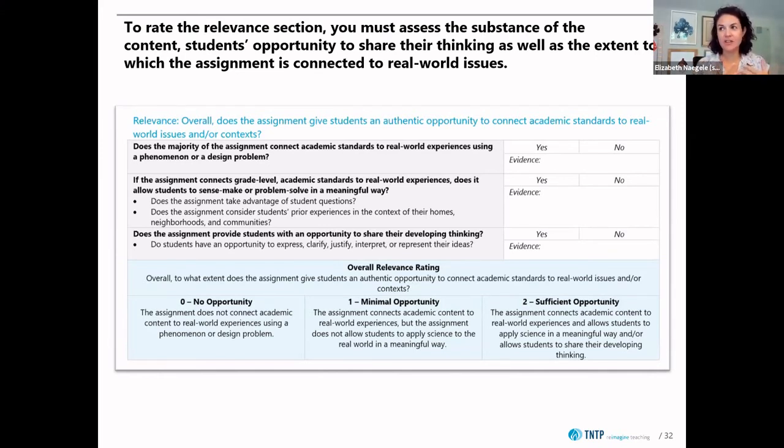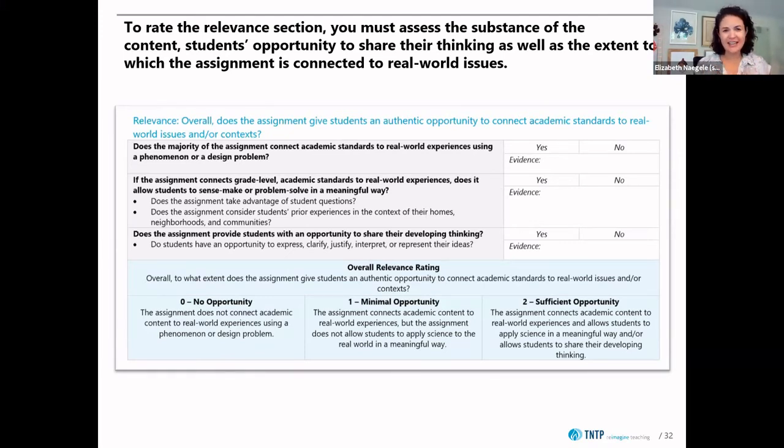This is a question where, depending on the context of the community where kids are experiencing the assignment, you might give it a yes or you might give it a no, depending on if this is specific to what kids experience in their own community. There are two guiding questions to think about: does the assignment connect to kids' prior experience in the context of their homes, neighborhoods, or communities? And if it doesn't do that, it needs to take advantage of students' questions. Kids are naturally curious, so taking advantage of students' curiosity is a way to make it uniquely meaningful to the students that are experiencing the assignment.